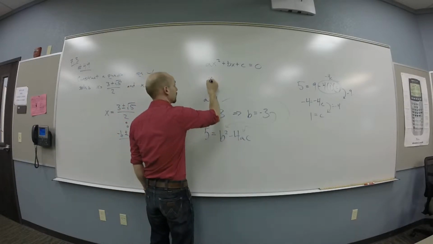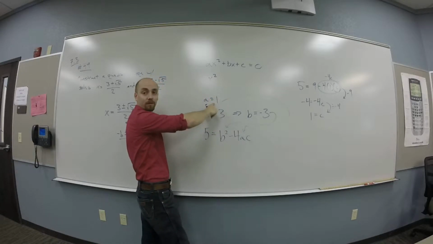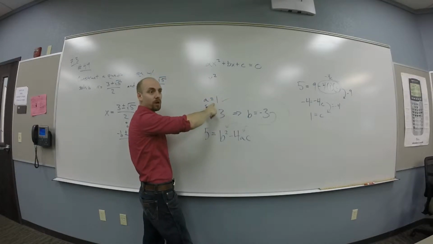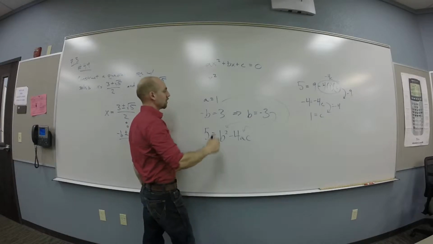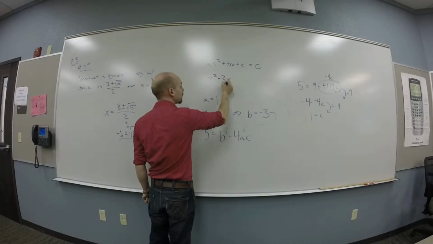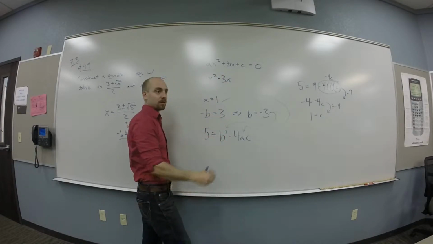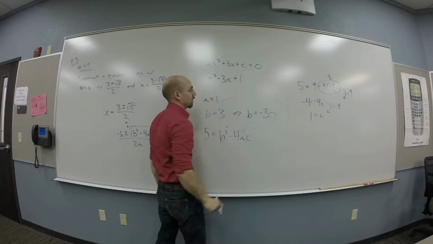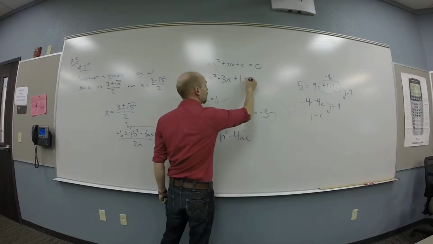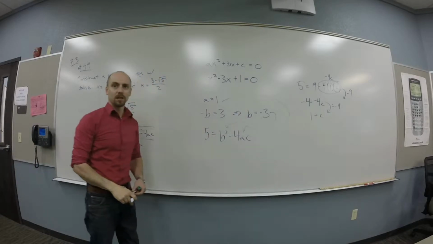X squared, right? A was 1 from here. Then what do I know about B? B's minus 3, so I got minus 3x plus 1 equals 0. You guys all see that?